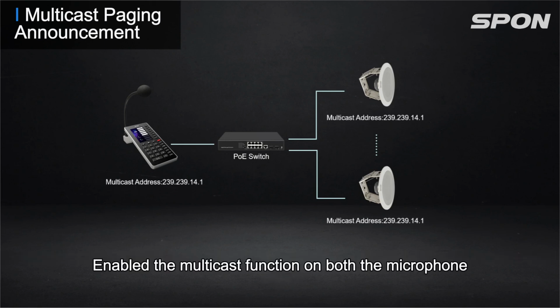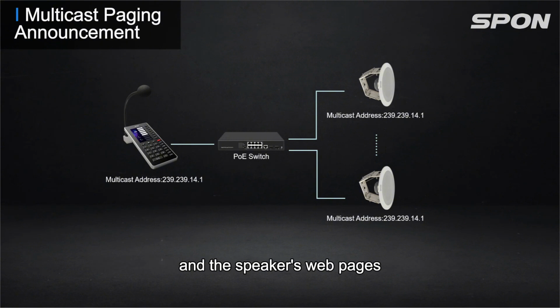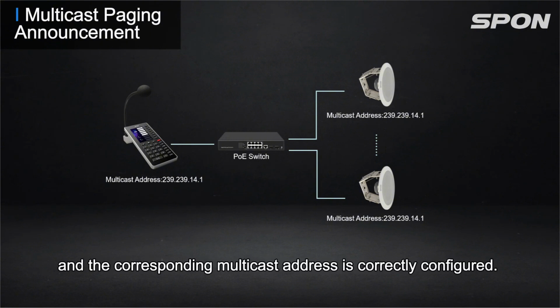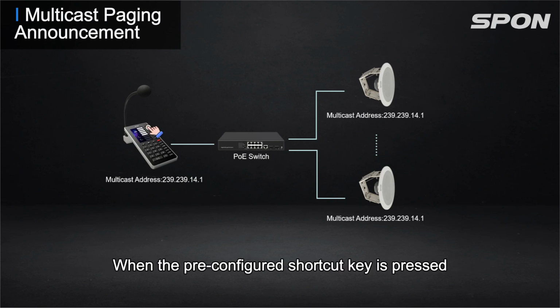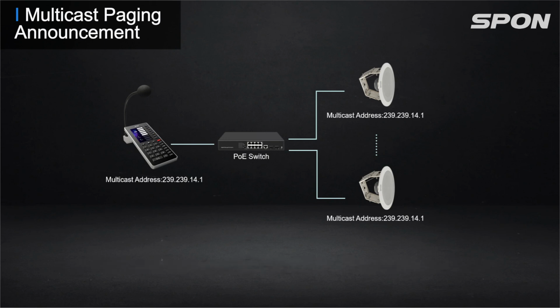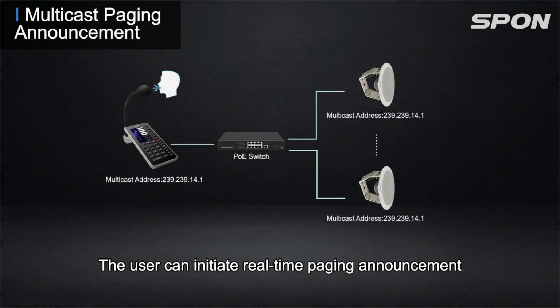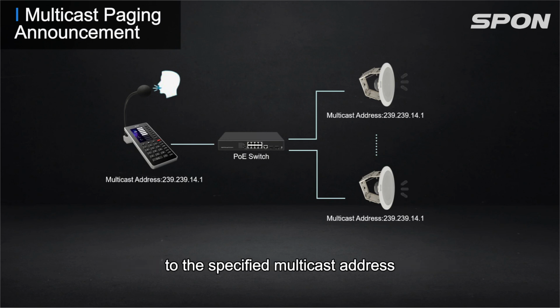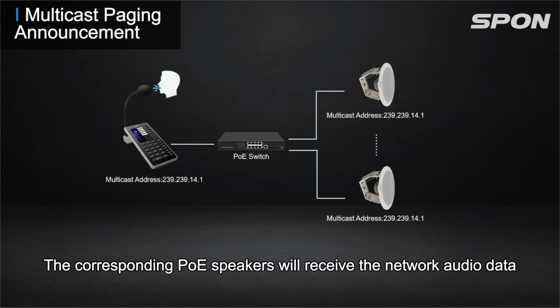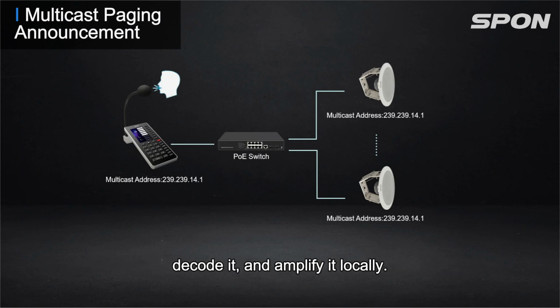Enable the multicast function on both the microphone and the speaker's web pages, and make sure the corresponding multicast address is correctly configured. When the pre-configured shortcut key is pressed, the user can initiate a real-time paging announcement to the specified multicast address. The corresponding PoE speakers will receive the network audio data, decode it, and amplify it locally.